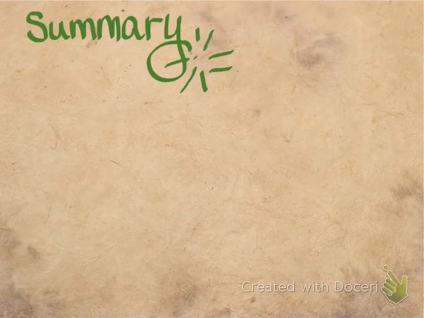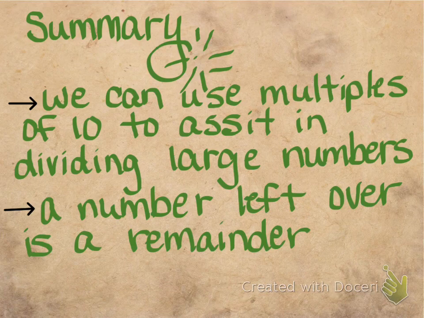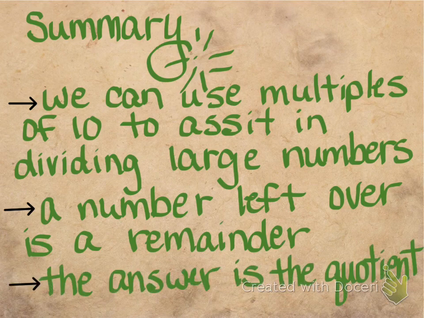So let's summarize what we've talked about today. We learned that we can use multiples of 10 to assist in dividing large numbers. We learned a number left over is a remainder. And we also learned that the answer to a division problem is called the quotient.